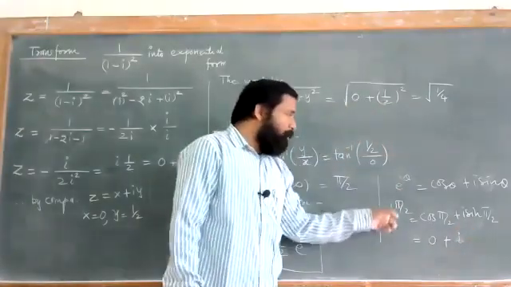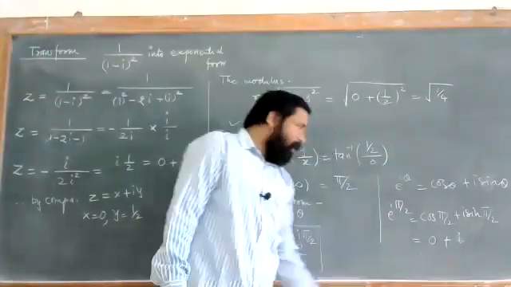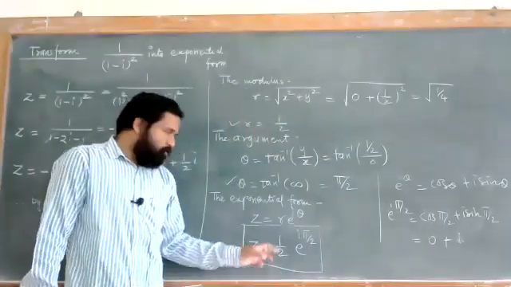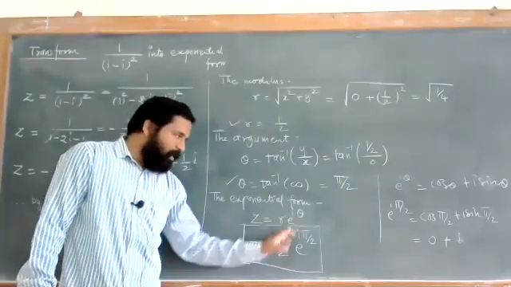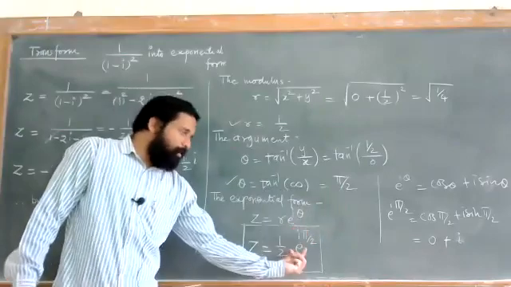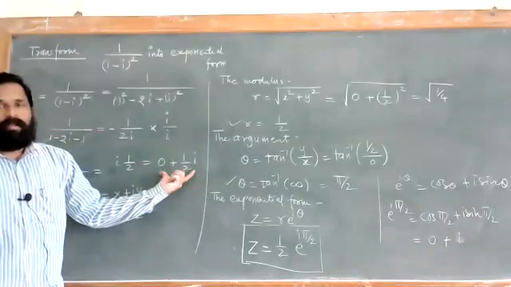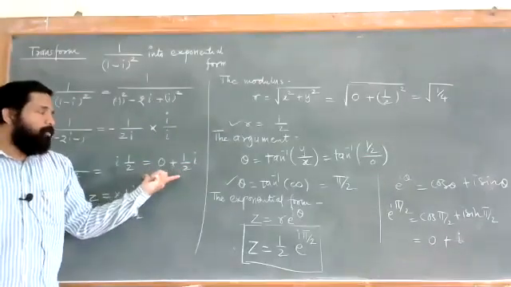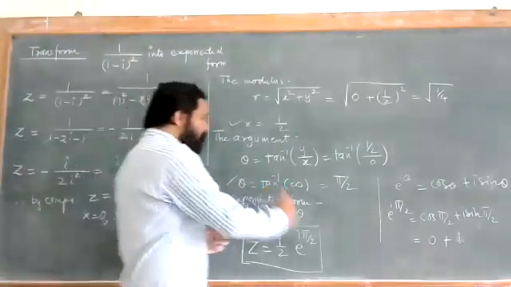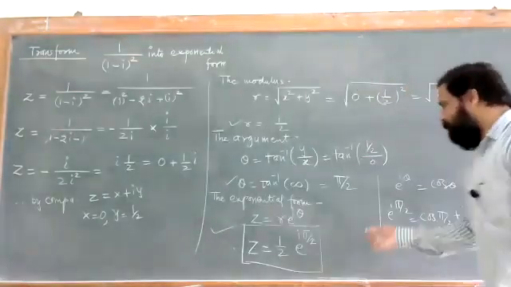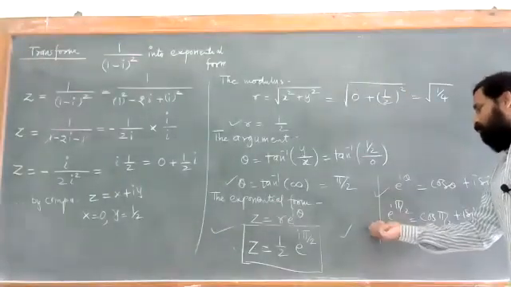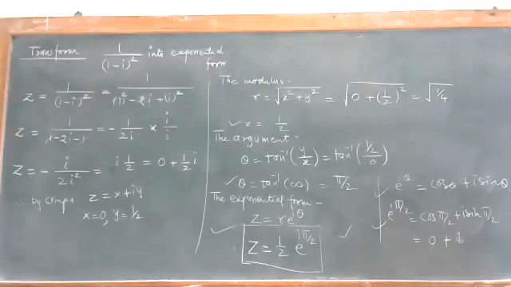So e raised to I pi by 2 ची व्हॅल्यू येते I. What about this? So r is 1 half into cos of pi by 2 plus I sin pi by 2. That is nothing but 1 half times I. That is your rectangular form of the complex number. म्हणजे आपल्याला जे काही ट्रान्सफॉर्मेशन सांगितलेलं आहे ते ट्रान्सफॉर्मेशन आपण या पद्धतीने करतो, and we have proved that we have just found out the correct answer.